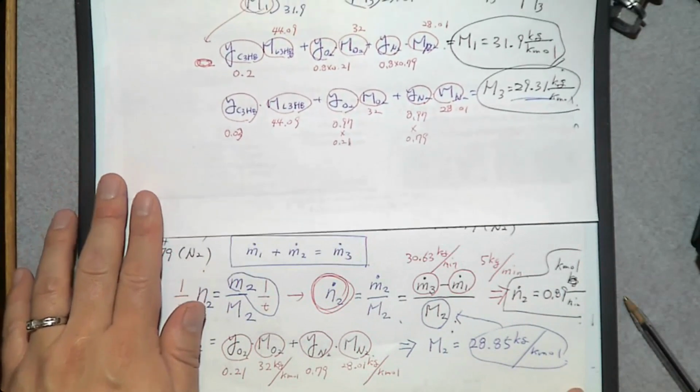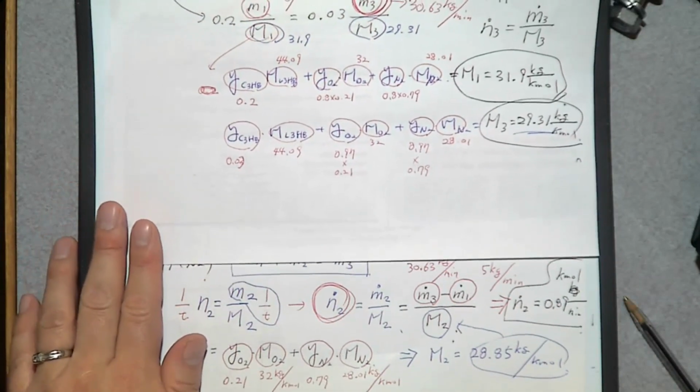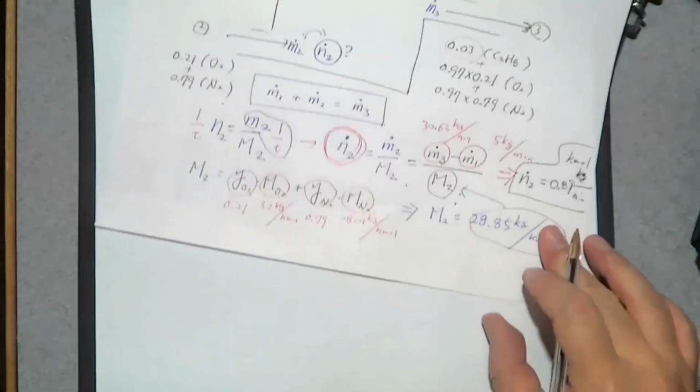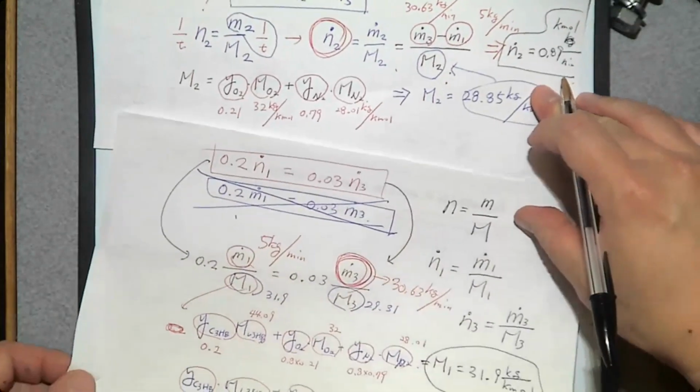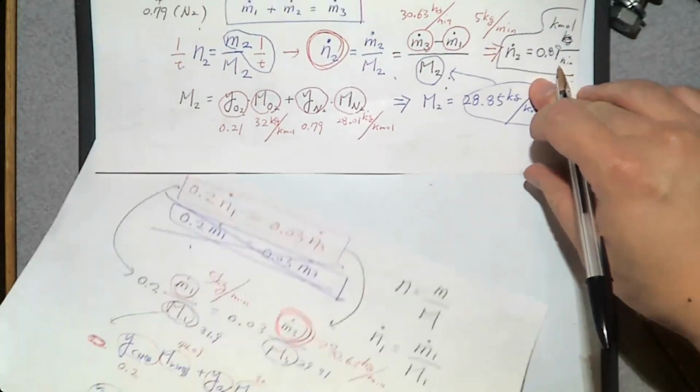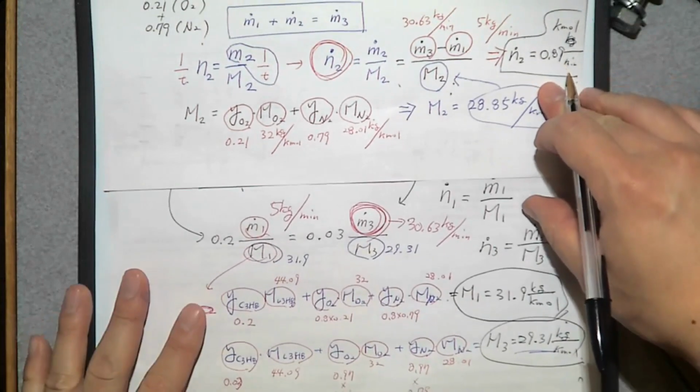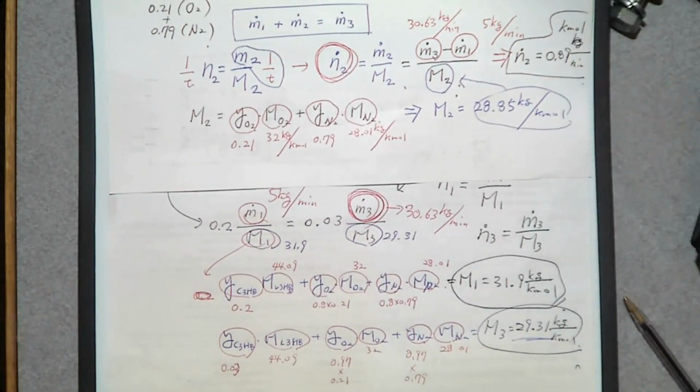So this is how you determine the molar flow rate. It looks a little complicated, right? I'm trying to move these so you can see them all. Now you can see them all, right? So if I give this problem in your first exam, can you solve it?